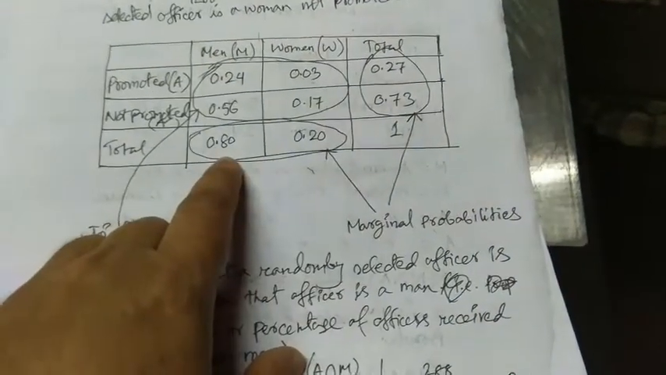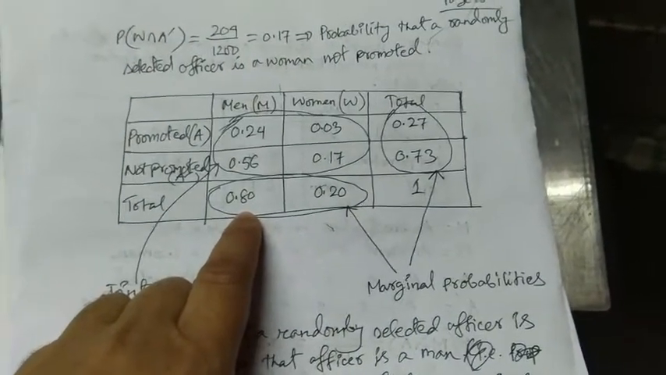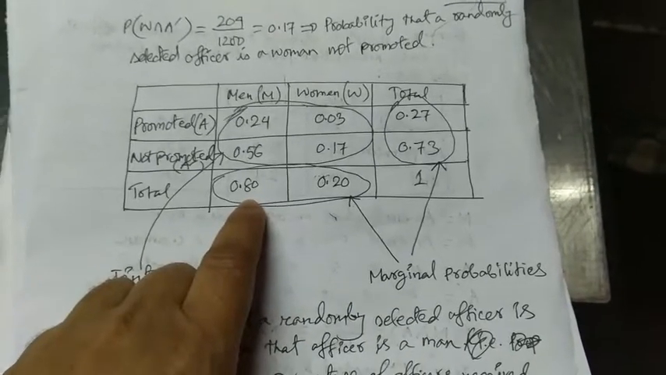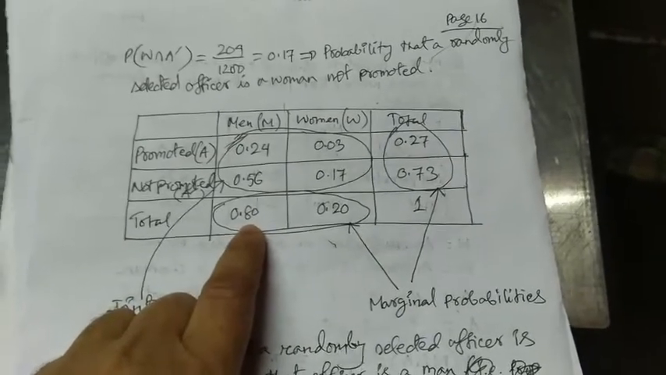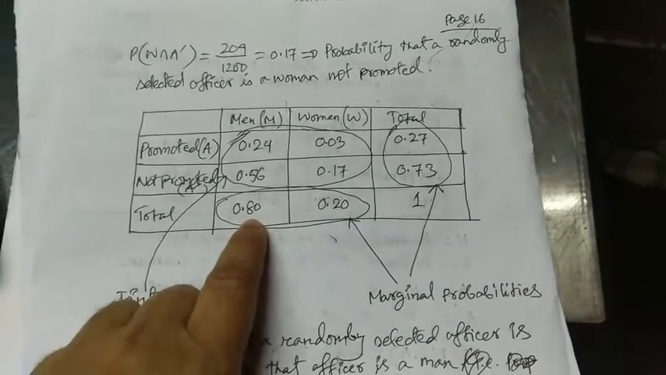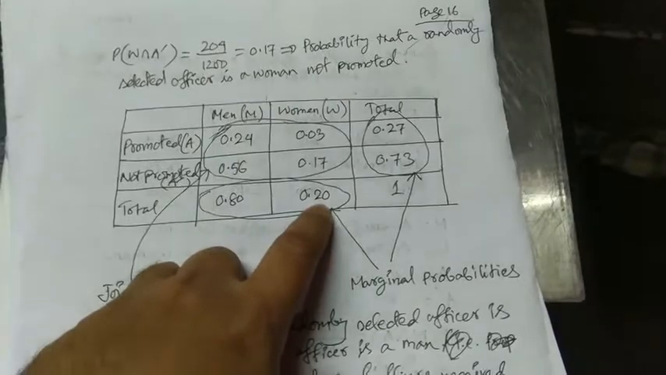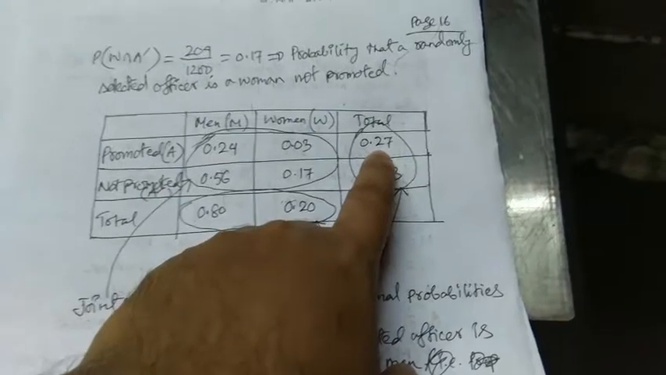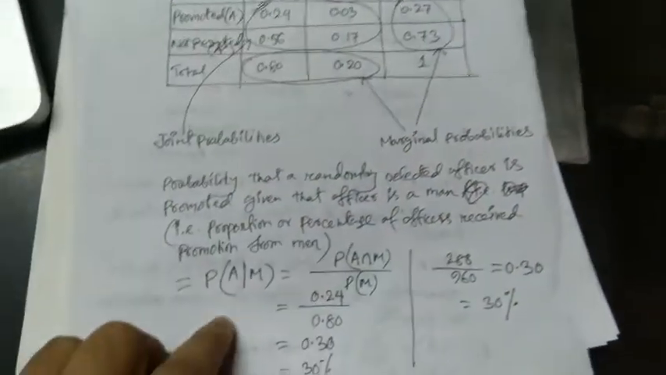So this is the probability of M. If you select an officer randomly from that metropolitan police area, the probability that the officer will be a man is 80%. The probability that the officer will be a woman is 20%. The probability that the officer will be promoted is 27%. The probability that the officer is not promoted is 73%. So these are called marginal probabilities.